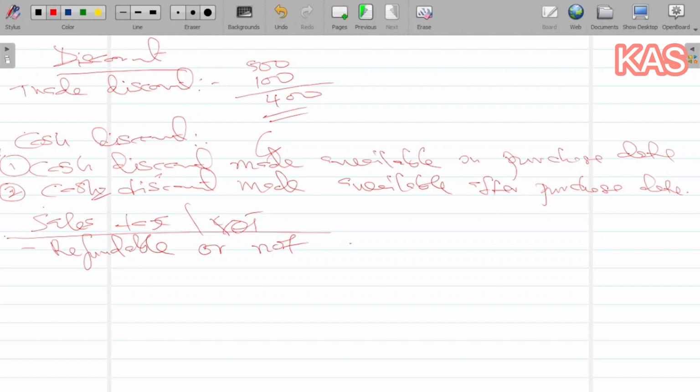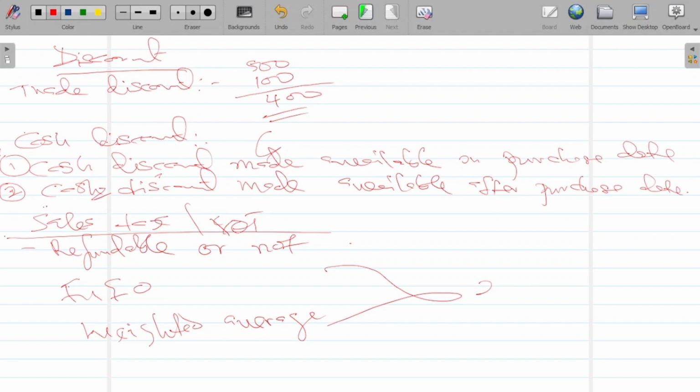Then we have the two methods, which are FIFO and weighted average. These are the two methods IAS 2 accepts in valuing your inventory. So thank you so much.